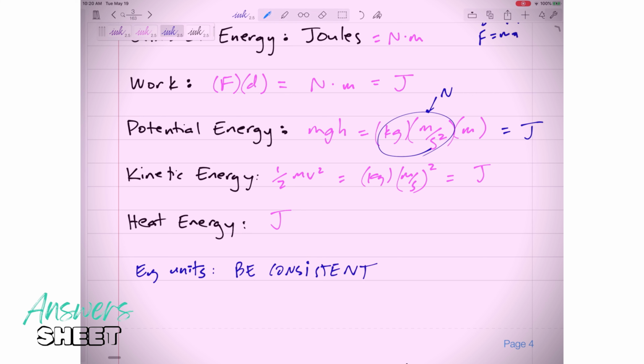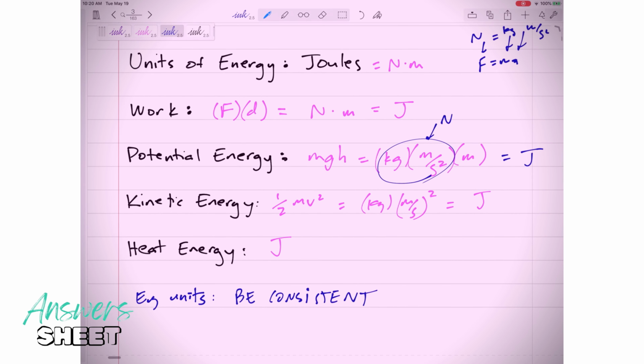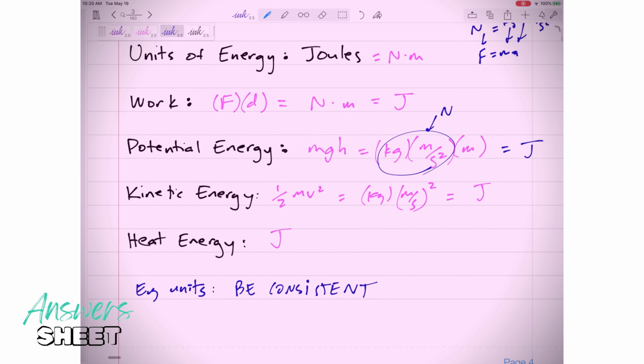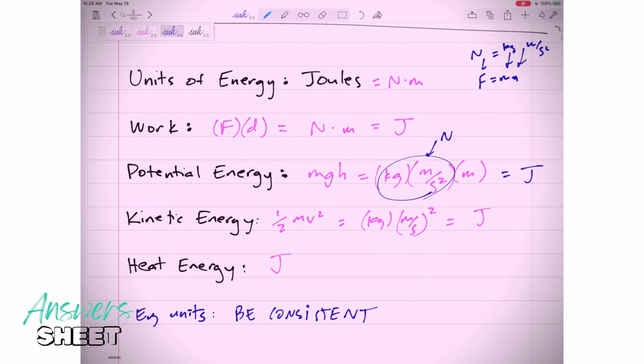I might give you a handout on mass, slugs, pound force, pound mass. But the main thing is be consistent. With SI units or with English units, be consistent.